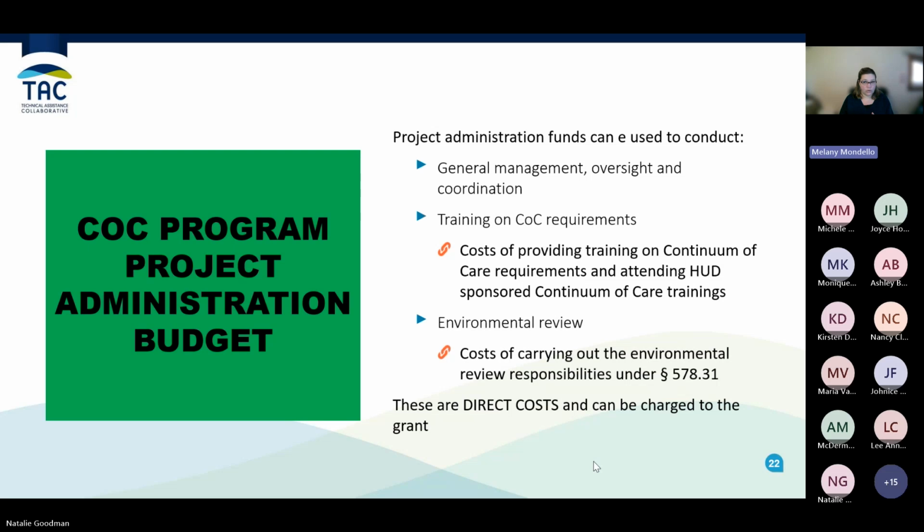Your project award for the CoC program, if you don't already have it, I would definitely grab it and look at it after this training. It has multiple budget line items that you have to keep track of, and we're just talking about one of them here today. So we'll go to the next slide.